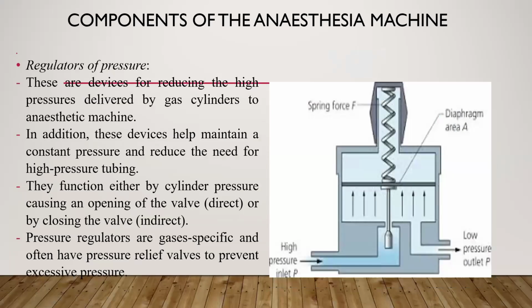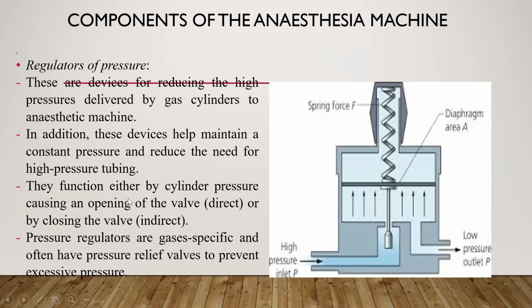All right, regulators of pressure, pressure regulators. Remember we said that the high pressure system receives gases at cylinder pressures. So incorporated into the anesthetic machine are pressure regulators. What they do is to reduce the high pressure coming from the gas cylinders to the anesthetic machine. Not only that, they also help to maintain constant pressure and reduce the need for high pressure tubing.